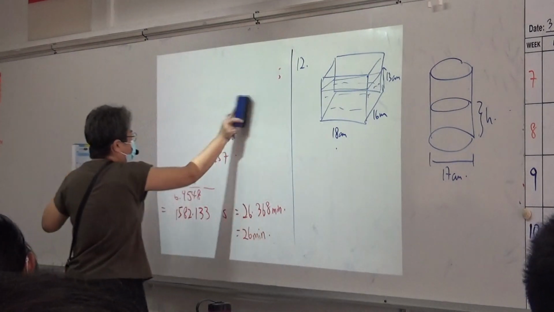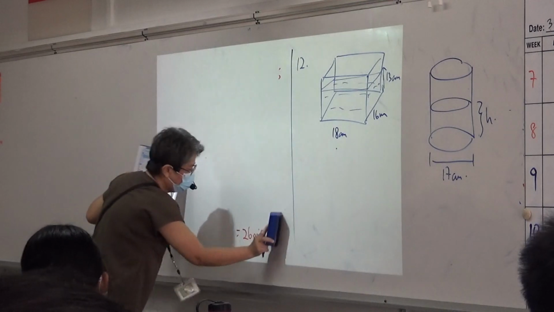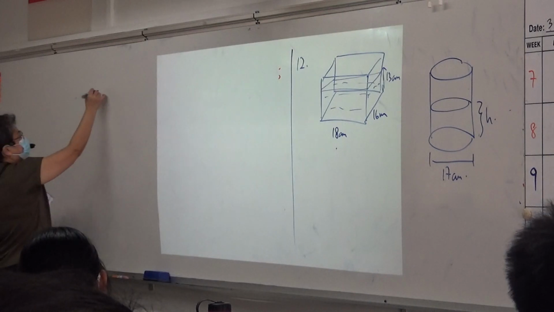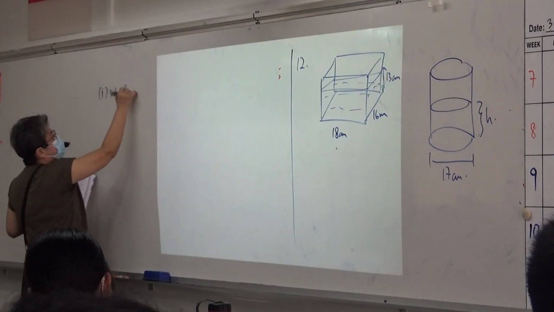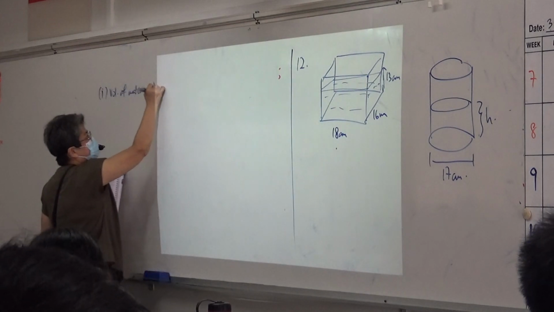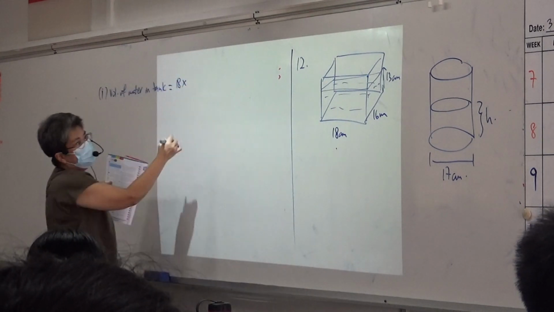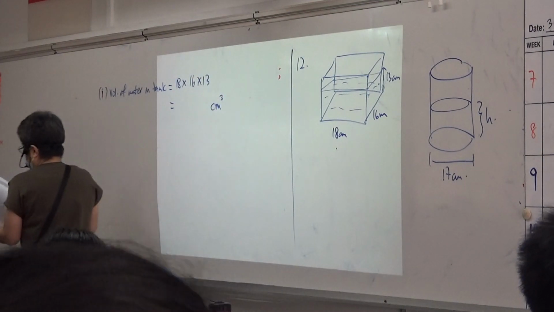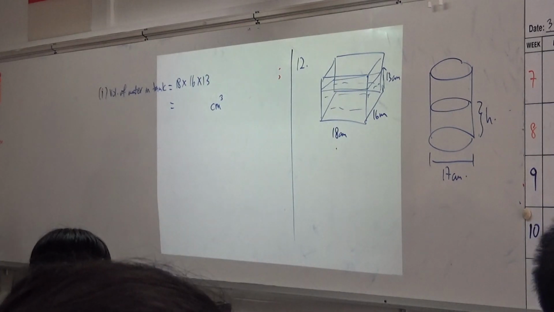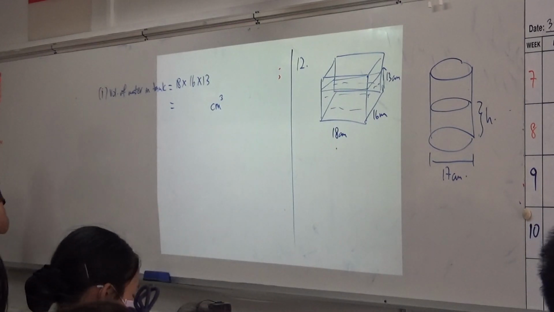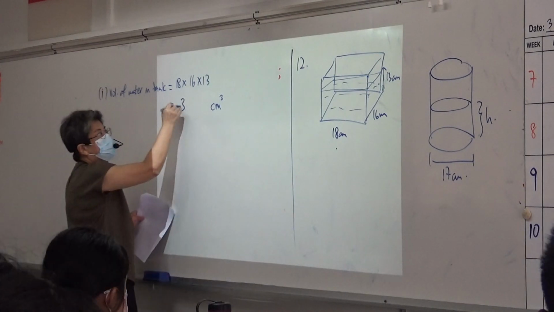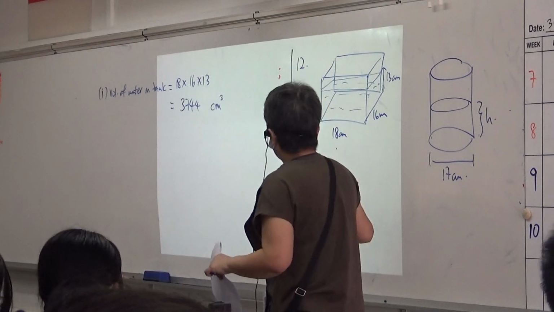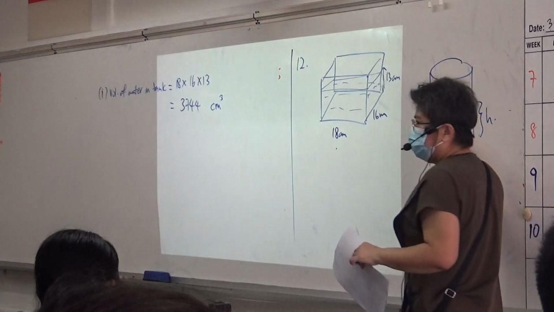Alright, let's look at part 1. What did it say? Find the volume of water in the tank. Okay, so volume of water in tank is 18 times 16 times 13. Even if you cannot move up, part 1 you can write. How many cm cubed? 3744. Very good.